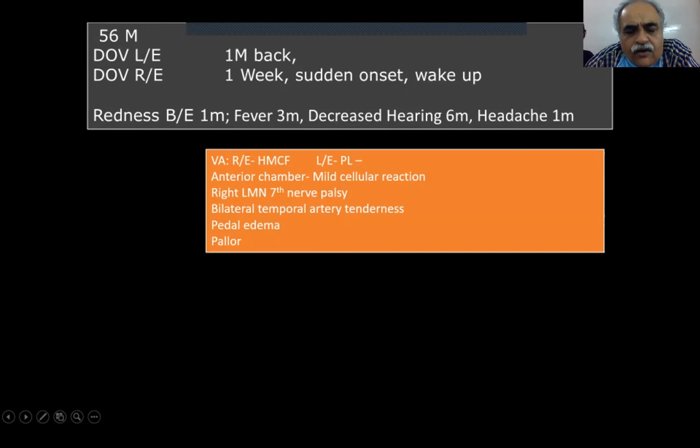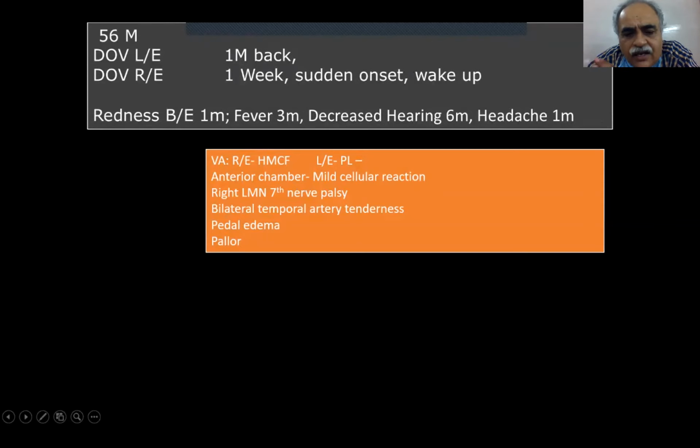He also has a fever of 3 months duration, and he's also got decreased hearing along with headaches. Now, when you have this conglomeration of symptoms and visual loss, obviously you are looking at something systemic. This is not a bland visual loss. This is something systemic, which is also producing fever, headaches, and decrease in hearing. On examination, this patient is found to have a bilateral 7th nerve palsy, which the patient never complained of. He only complained of 2 episodes of visual loss and has bilateral temporal artery tenderness.